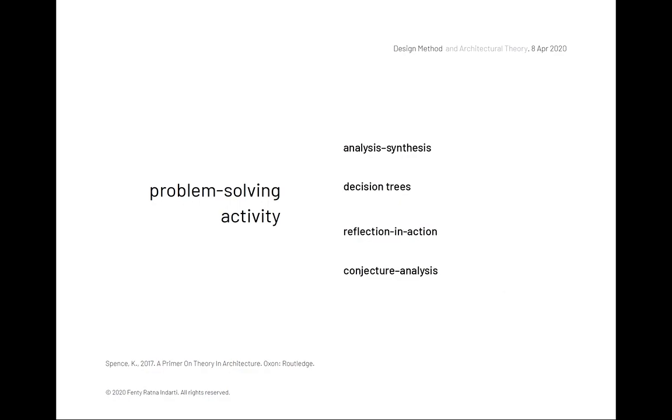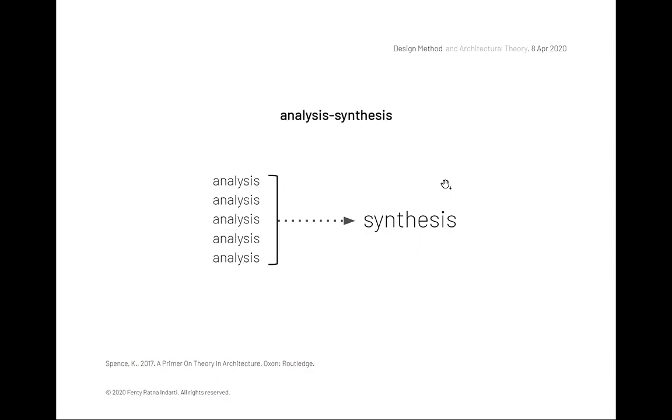She named a comprehensive set of definitive stages as analysis synthesis, a loose sequence of decisions as decision tree, a reflective activity as reflection in action, and a conjecture that is then analyzed as conjecture analysis. Now, let's focus on the first approach of design process, which is analysis synthesis.